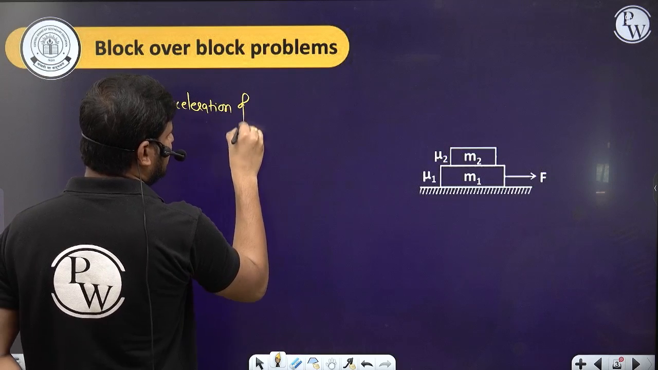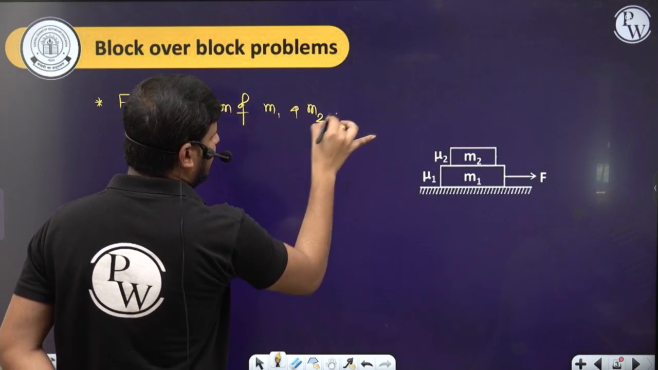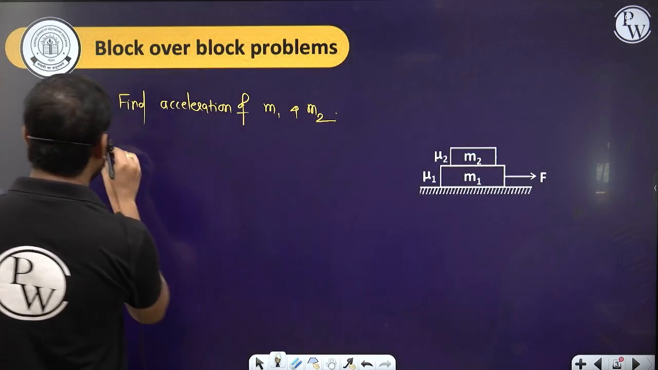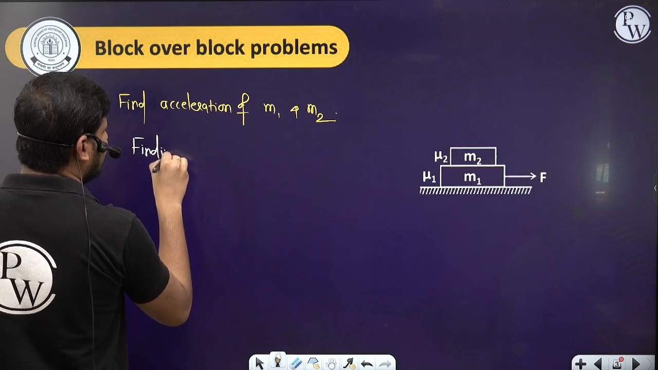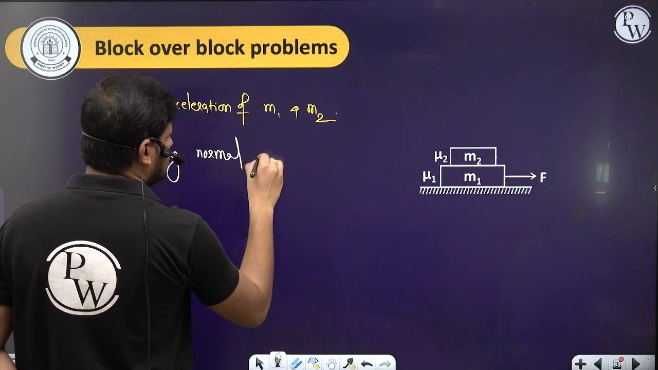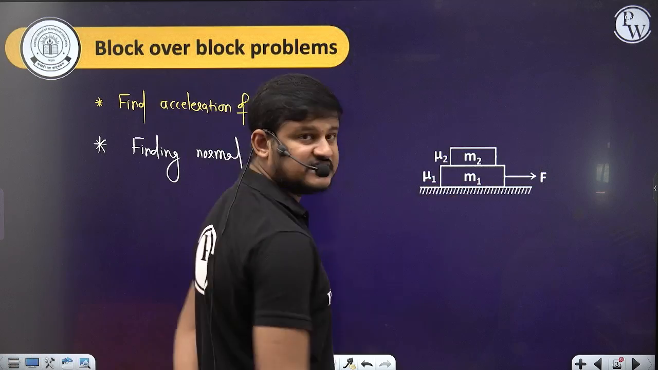Find the acceleration of M1 and M2 blocks. They may also ask you to find the normal reaction. That's pretty easy, finding the normal reaction. Right. So the block over block problems can be given like this.